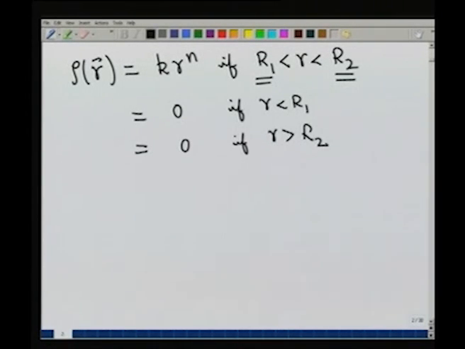What I asked you is to determine the field given this by making use of Gauss's law. I will not work it out, I will leave it as a problem for you, and once you get the field, all that you have to do is to integrate.